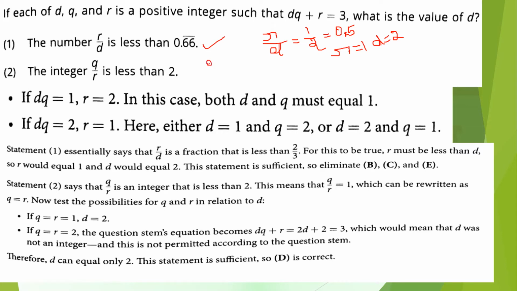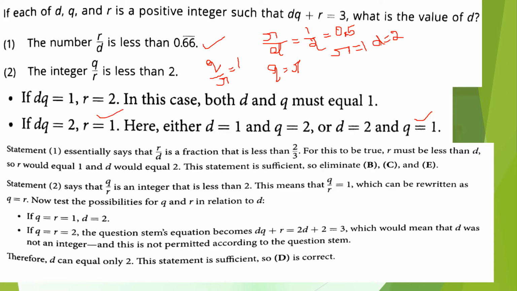So I will take Q by R equal to 1. So what happens? Q is equal to R. From the second statement you can tell that Q is equal to R. So Q and R are both 1, that is, Q is equal to 1 and R is equal to 1.